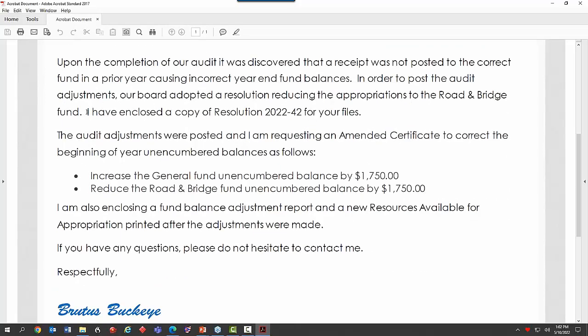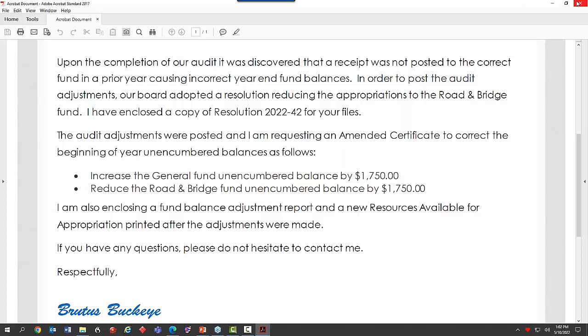So enclosed is a copy. I have audit adjustments. I have enclosed a copy of resolution reducing appropriations to the Road and Bridge Fund. So first, I reduced appropriations. Then the audit adjustments were posted. I'm requesting an amended certificate, increasing the general fund, reducing the Road and Bridge Fund, and the reports that they like to have to prove it.